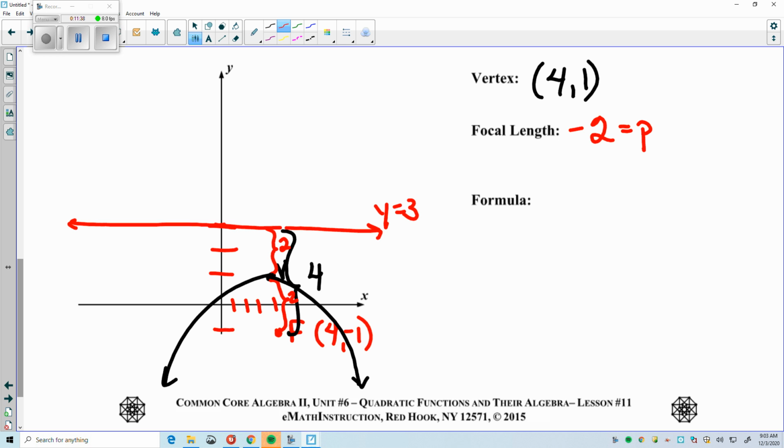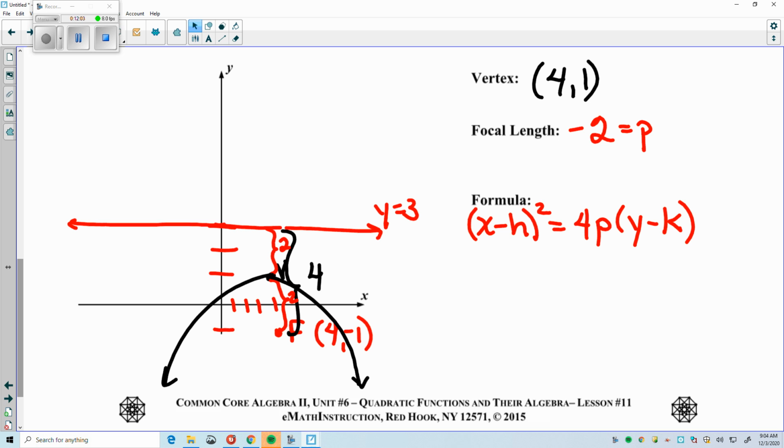Okay. The other way that you could do this is if you didn't say it was -2, I just think it's a good habit to get into that. I know you can't have a negative distance, but that negative tells you the direction. When you write your formula, you have to make sure that the p-value is negative because it's pointing down. So the equation that we have: (x minus h) squared is equal to 4p times (y minus k). So again, your focal length really and truly is 2. That is telling you it's opening up, pointing down.